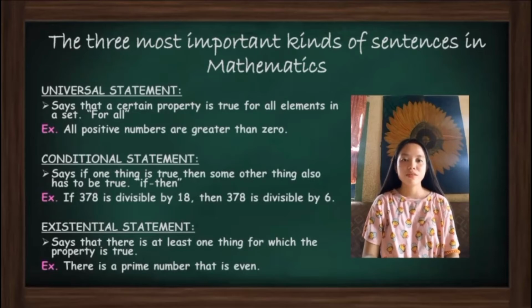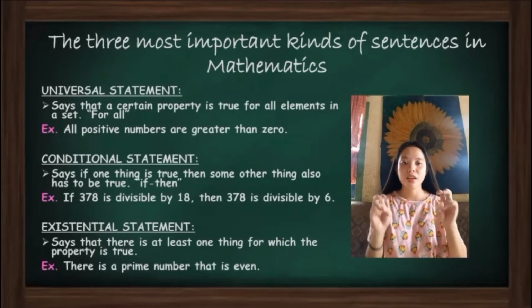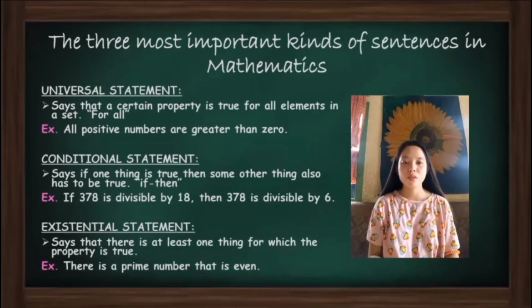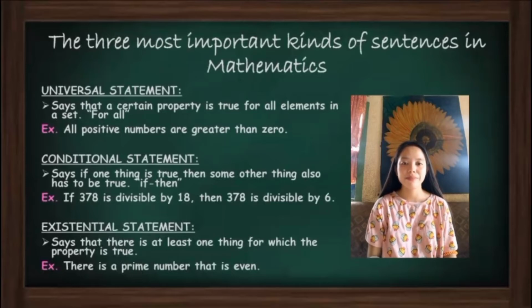So the next is the conditional statement. It says that if one thing is true, then some other thing also has to be true. If-then. So let's say for example, if 378 is divisible by 18, then 378 is divisible by 6. So of course 378 is divisible by 6, since 18 is divisible by 6.